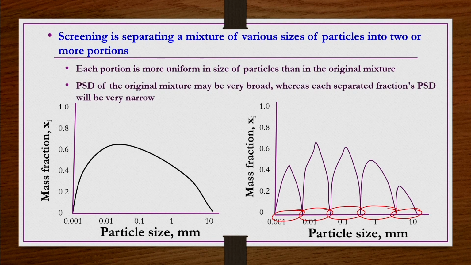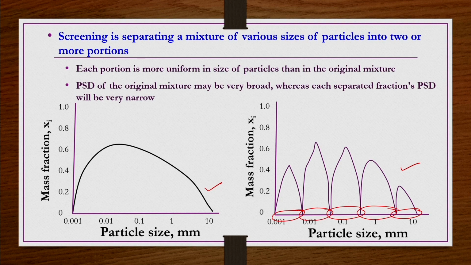So, in other words, the particle size distribution of the original mixture may be very broad, as shown here in this picture, whereas each separated fraction's particle size distribution will be very narrow, as shown in the subsequent figure like this. So, this is basically the purpose of screening applied to particulate matter.